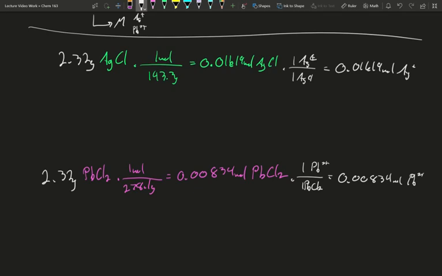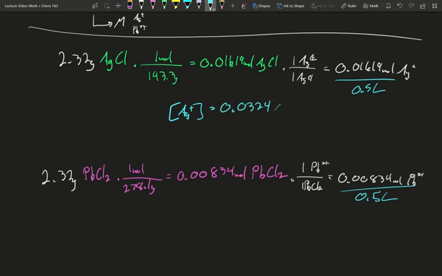Well, we need to compare this to molarities then, because these were really in half liters. So each of these are in 0.5 liters. And what we'll find then is that for the silver, if it had been silver, we would have had 0.0324 molar silver ions. And if it had been the lead, we would have had 0.01668 molar of the lead ions. So to get our 2.32 grams of whichever species this is, when we added it to a half liter, we would have had this molarity of those ions to begin with.